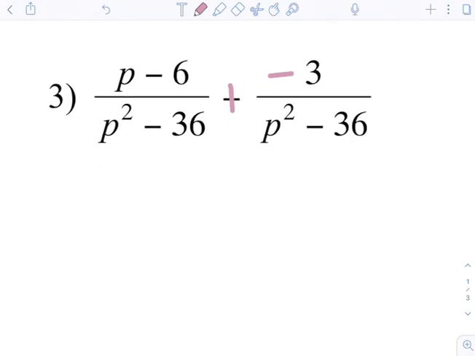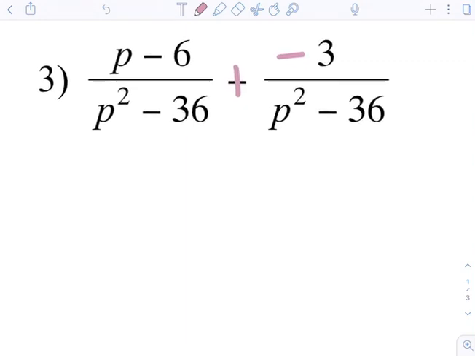So I already have common denominators, so I'm not going to fuss with those, which means I could go ahead and combine my like terms in the numerator. Nothing combines with p, so that's going to stay. And then I have negative 6 and negative 3. That's negative 9 over p squared minus 36.